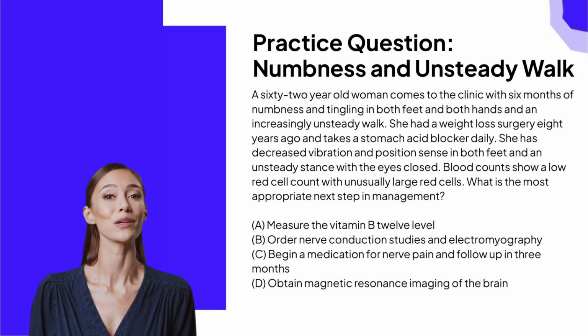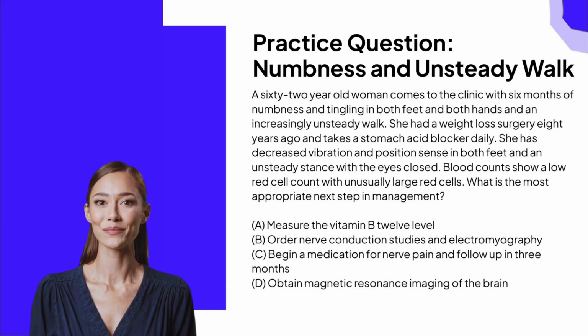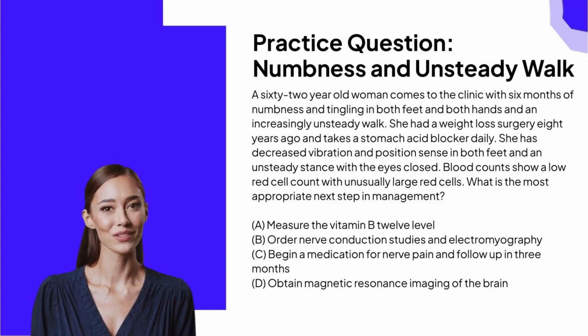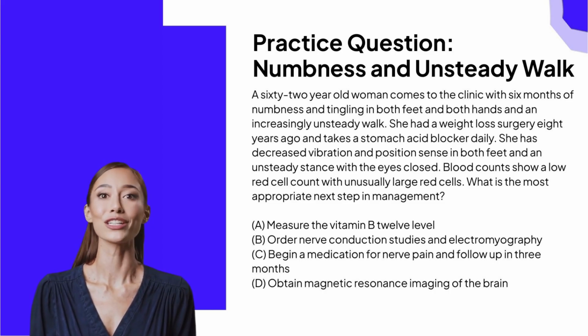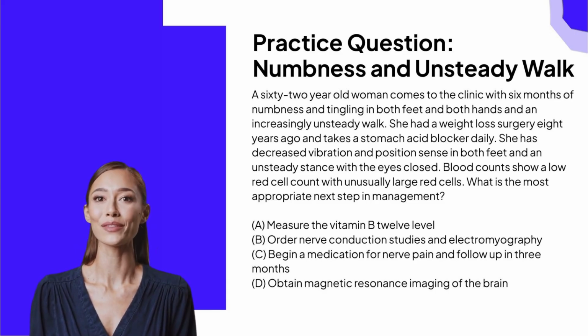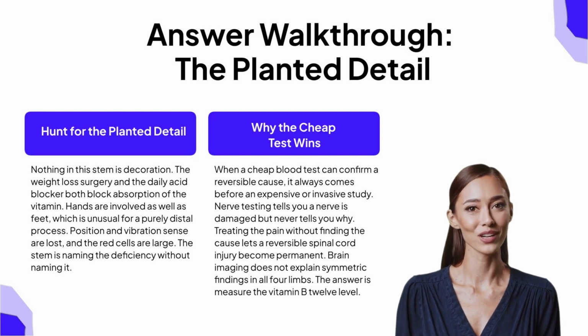She has decreased vibration and position sense and an unsteady stance with eyes closed. Blood counts show a low red cell count with unusually large red cells. As you read, ask why the writer mentioned the surgery, the daily medication, and the size of those red cells. Nothing in a stem this specific is an accident. First, hunt for the planted detail.